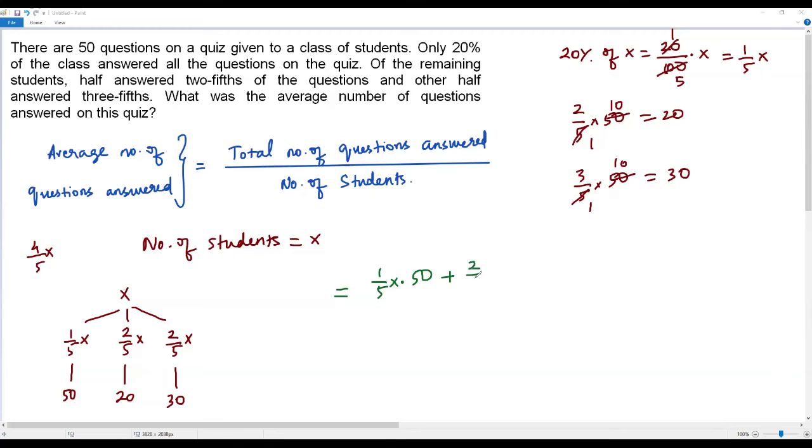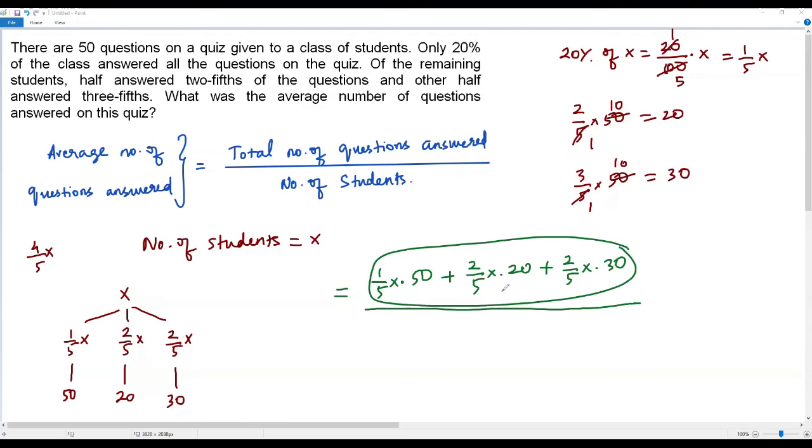So plus 2/5 X times 20. The same thing: each of these 2/5 X students answered 30 questions. So to get the total number of questions answered by these 2/5 X students, we have to multiply the number of students and the number of questions answered by each student. Then we get 2/5 X times 30, and now we have to divide. This expression gives the total number of questions answered, and it has to be divided by the number of students. We have assumed the number of students as X.